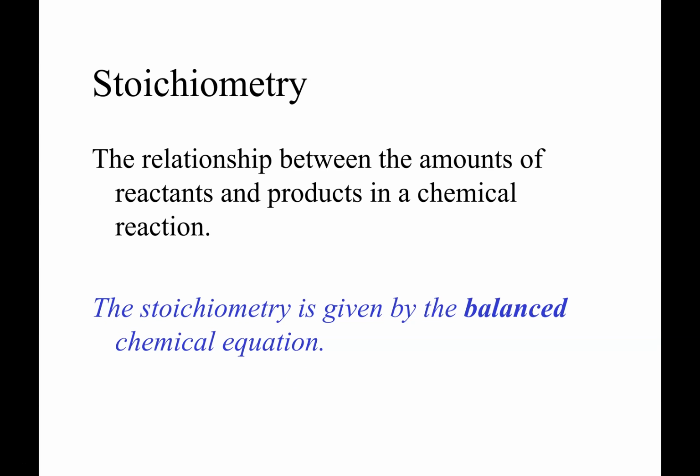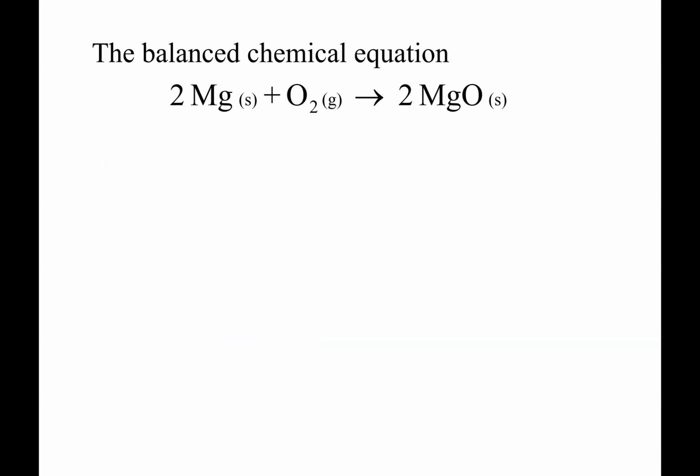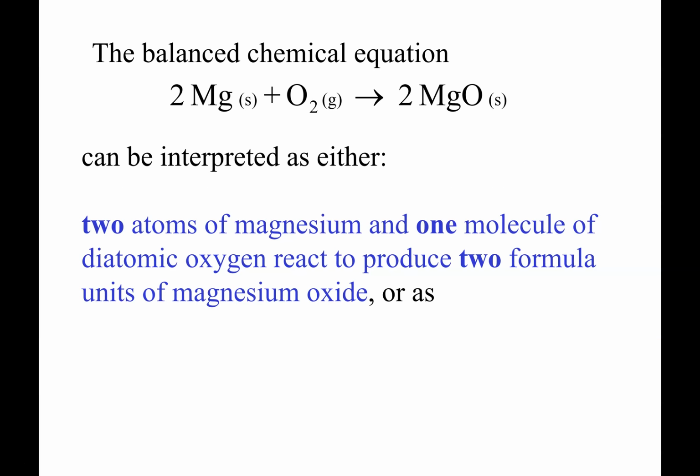So we talked about 2 types of equations, balanced and unbalanced, and only if the equation is balanced do we get relative amounts. So this is balanced. When I balance this, I like to think of it on a small scale: 2 magnesium atoms and 1 molecule of O2 go to form 2 formula units of magnesium oxide. We use the words formula units instead of molecules because magnesium is a metal and makes magnesium oxide, an ionic compound, and a repeating unit is a formula unit.